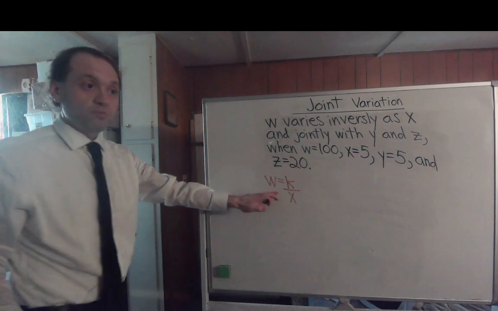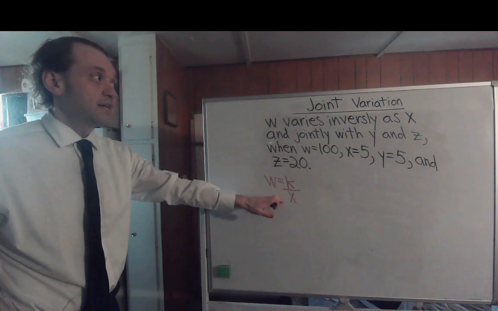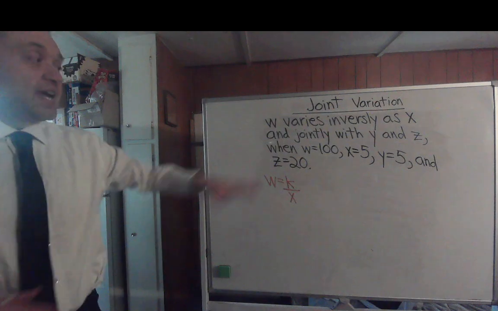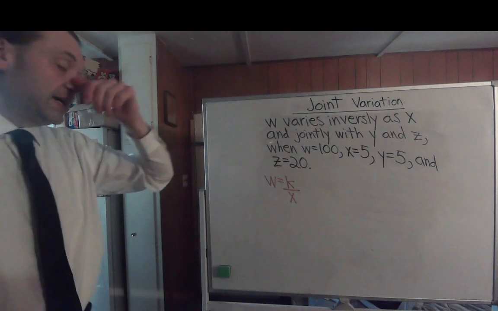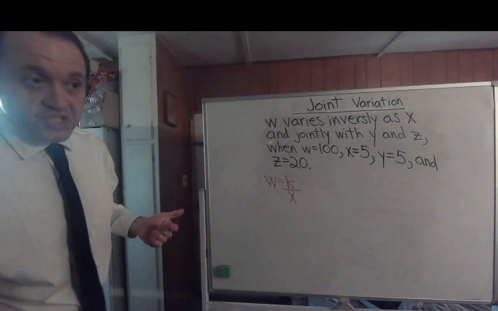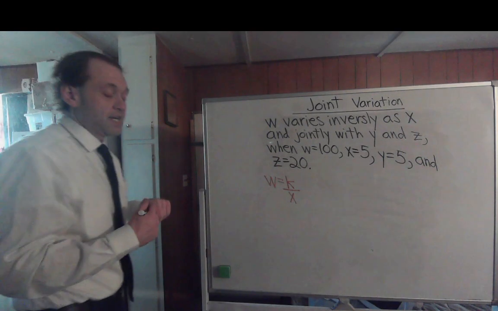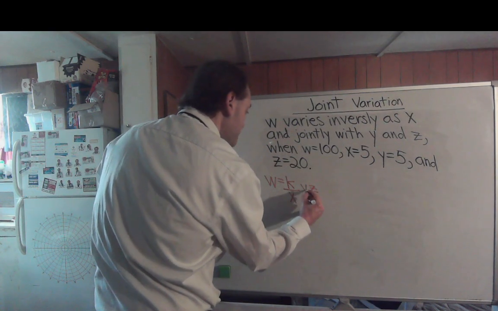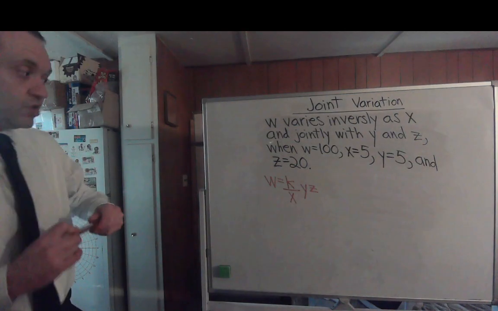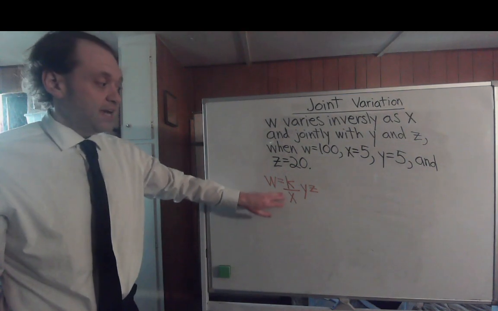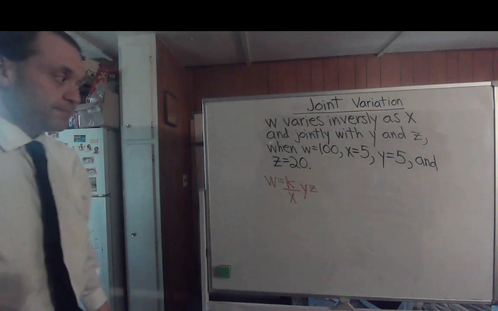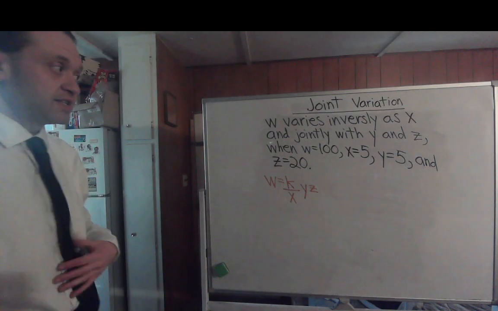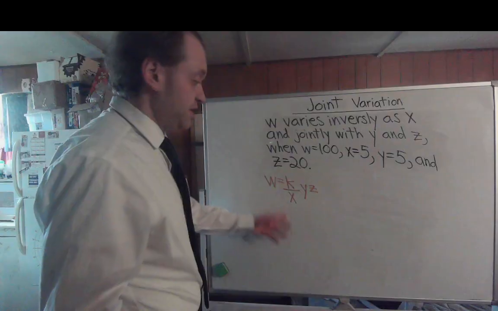So far we have W equals K divided by X, and jointly with Y and Z. Now if it says and jointly with Y and Z, this is basically meaning you have two other variables of direct variation. So you would have K over X times YZ. So what you should get is W equals K over X times YZ. Now, of course, the next thing we want to do is solve for that constant of variation. So put in all the values here and solve for K.